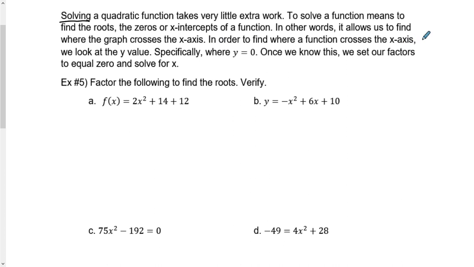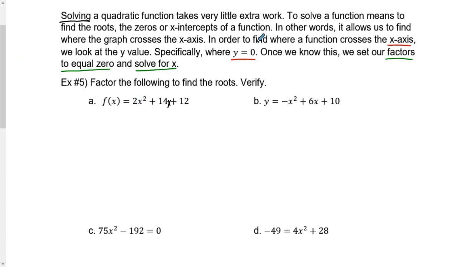In order to find out where a function crosses the x-axis, we have to look at the y value. And as we remembered from our section 1, if it's crossing the x-axis, it means our y equals 0. If our y equals 0, what we do is we need to set our factors to equal 0, and then solve for x. So let's go into some examples here. F of x equals 2x squared add 14x, add 12. That's a typo on the slide, I'll make sure I get that fixed up.